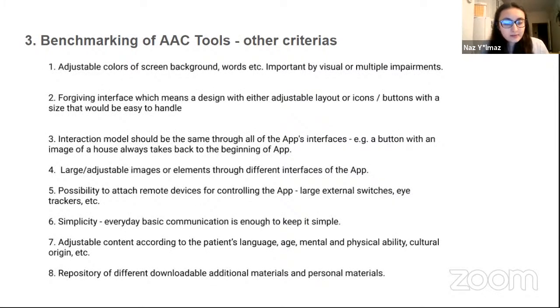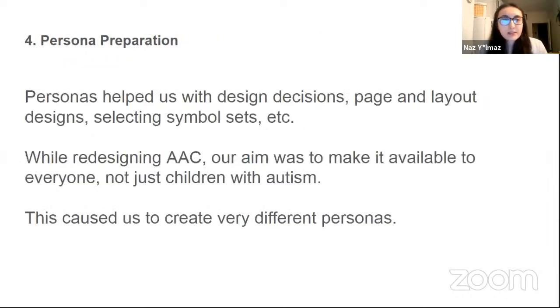Actually, when renovating the design, the hardest part is creating the personas. Personas help us with design decisions, page and layout designs, selecting symbol sets, etc. While redesigning AAC, our first aim was to make it available to everyone, not just the children with autism. This caused us to create very different personas.